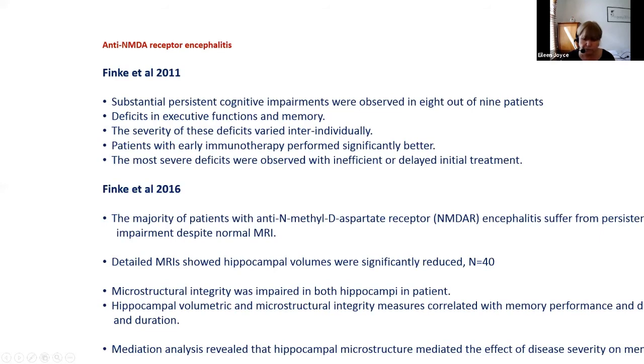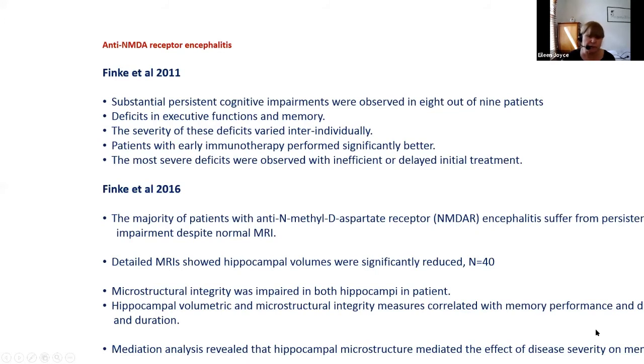So it looked as if the hippocampal impairment mediated the effect of the disease severity on cognitive function.